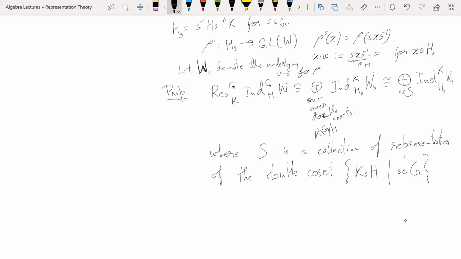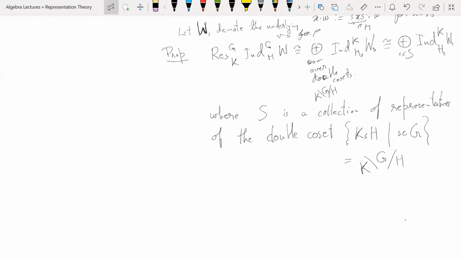This collection of double cosets is usually denoted, like the left cosets G mod H, with a slash on the other side as well. This is how people write it. Of course, any two elements in the same double coset generate the same double coset. So you choose one representative for each double coset, make that set S, and take the direct sum. Then these two are isomorphic. That is the proposition.